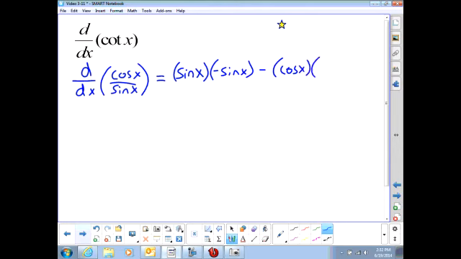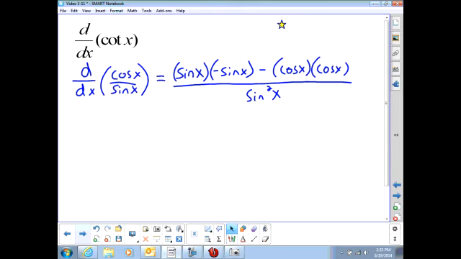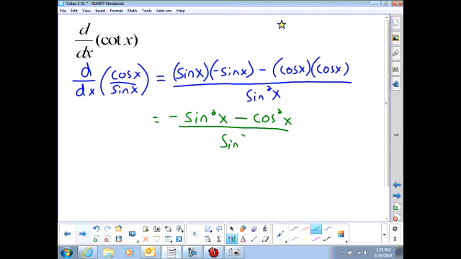So cos x, derivative of sine x is cos x. All over low, low, so sine squared x. Sine x times the negative sine x will give you negative sine squared x. We have a minus cos x times a cos x will give you a negative cos squared x, all over sine squared x.